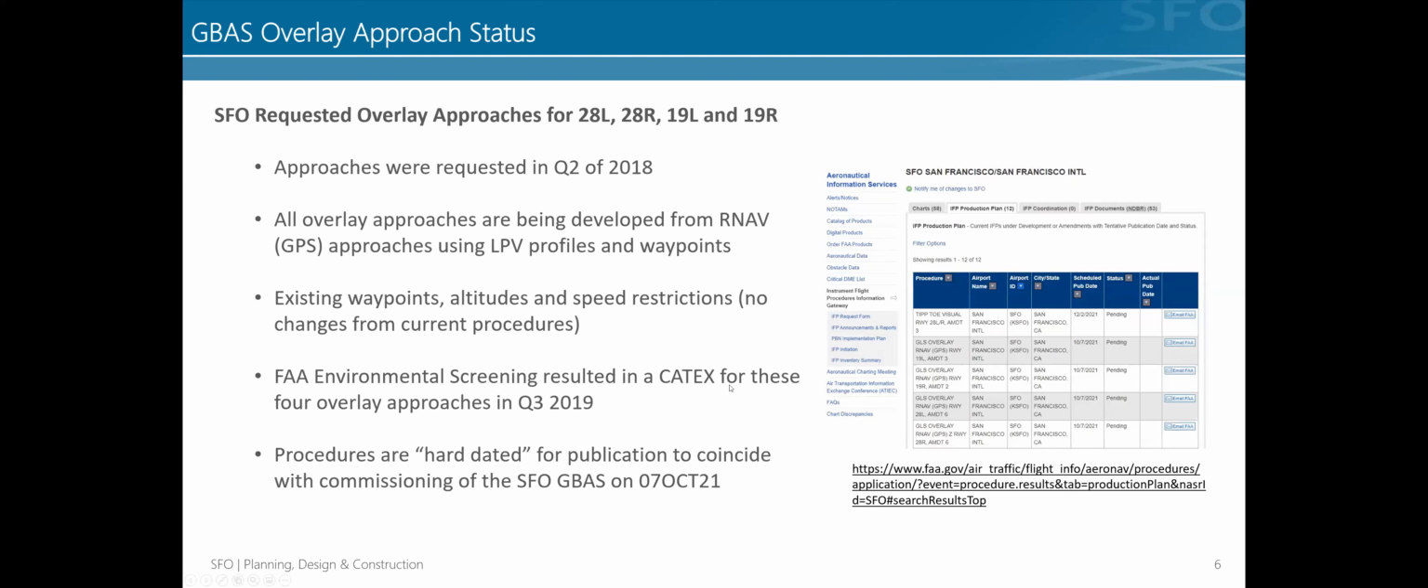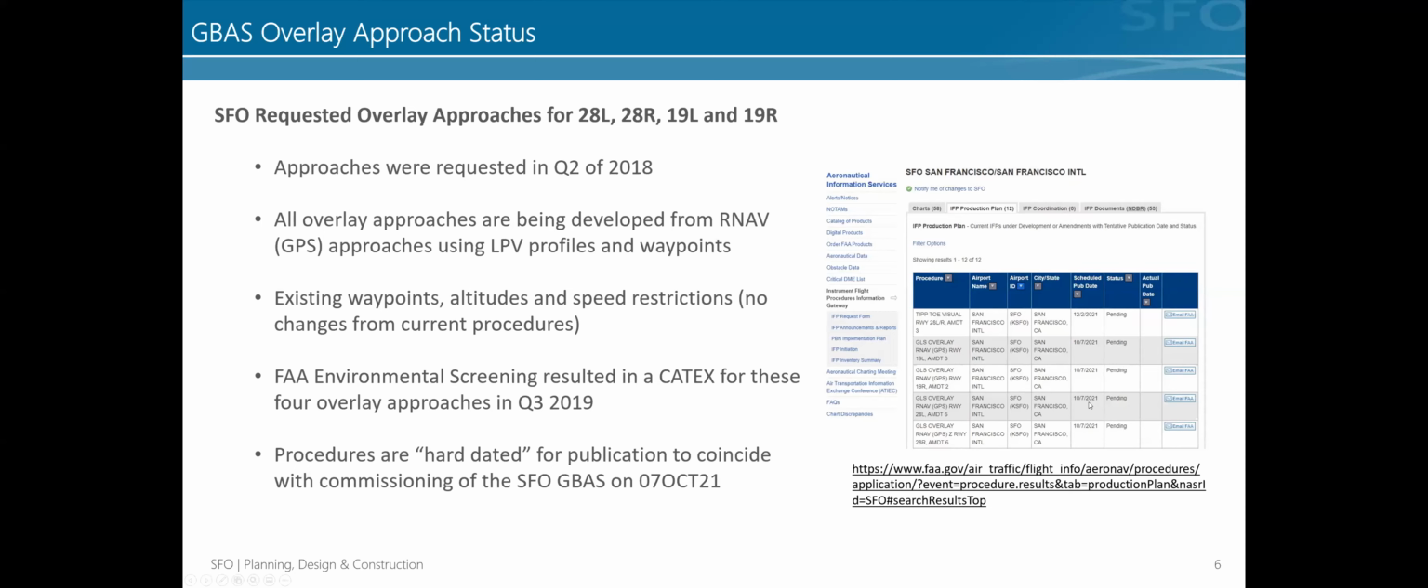Sorry, so just to continue forward. I was just speaking about the environmental screening process. I want to make sure it's understood by folks participating here today. The FAA has determined again that the 4 overlay approaches being developed by the FAA have been issued a categorical exclusion. So there are no additional pieces of environmental analysis understood to be accomplished by the FAA at this time for the overlay procedures. That's why they are set to be published on the 7th of October.